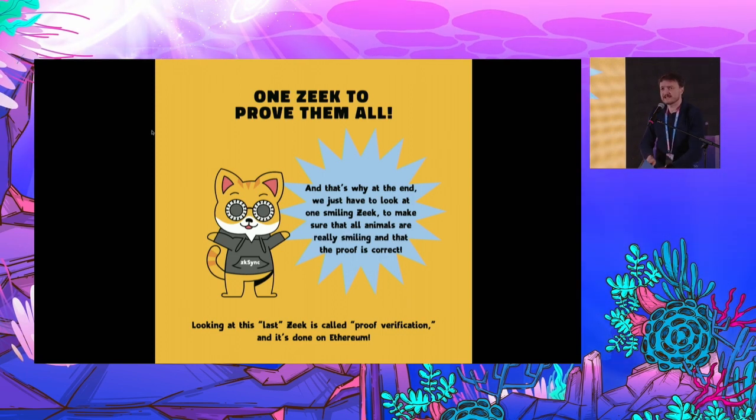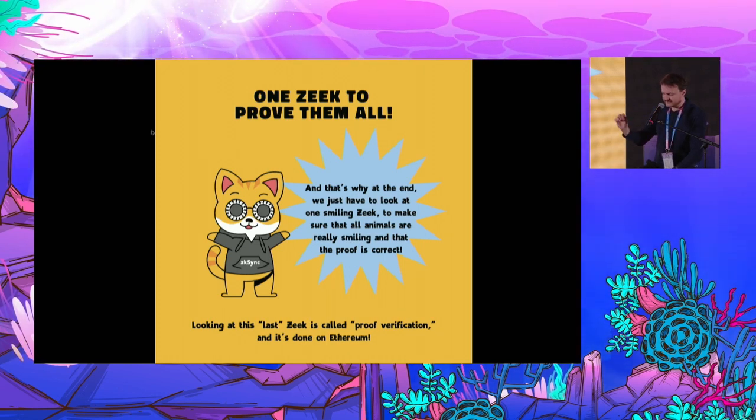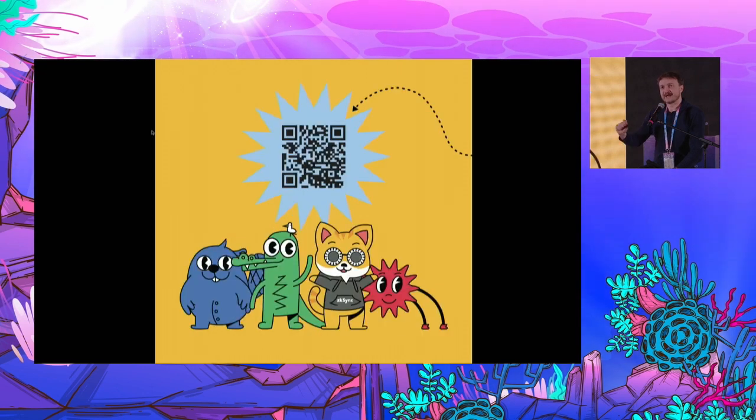So that's why at the end, we have one Zeek to prove them all. One Zeek on top of the circuit to prove that if he is smiling, then all the Zeeks below must be smiling, and all the animals at the very bottom must be smiling. And this means that the whole state transition, all of these small transitions, they must all be correct. So checking that the last Zeek is smiling is what we call proof verification. And this is what's done on Ethereum. This way, the only thing Ethereum has to do is to look at one Zeek. And that's it.